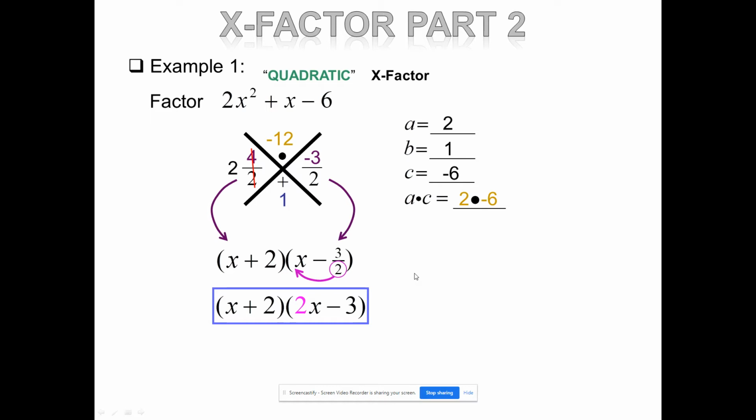The reason we're allowed to do this is that if we solve 2x minus 3, and we'll end up doing that later on, we'll get the same answer as if we solve x minus 3 over 2. But this is the simplified way. You don't put fractions in your factors. So we've got to get used to that. And this is what's called factored form. This is the factored form of the original quadratic expression. And again, if we multiply this out, we would end up with the original.